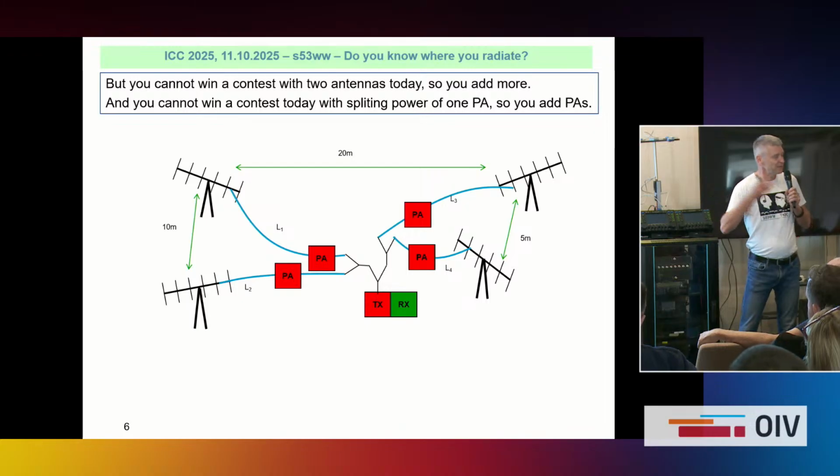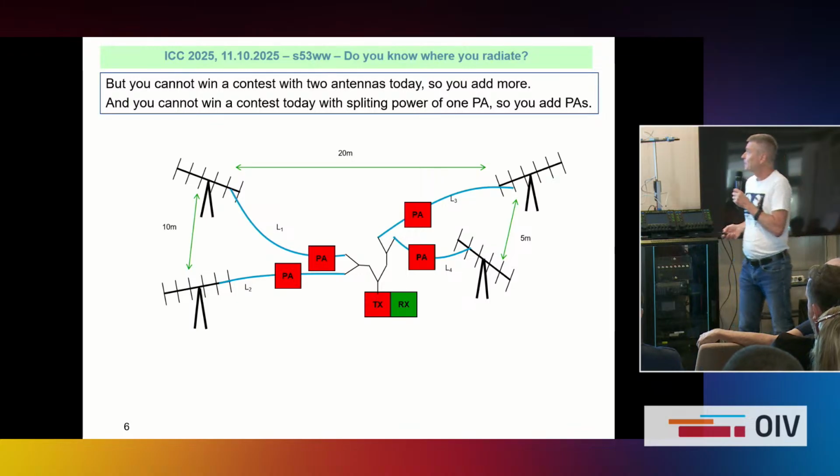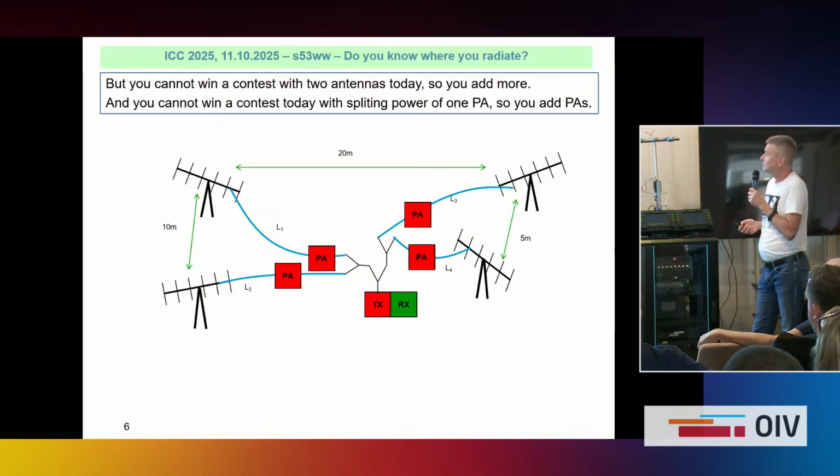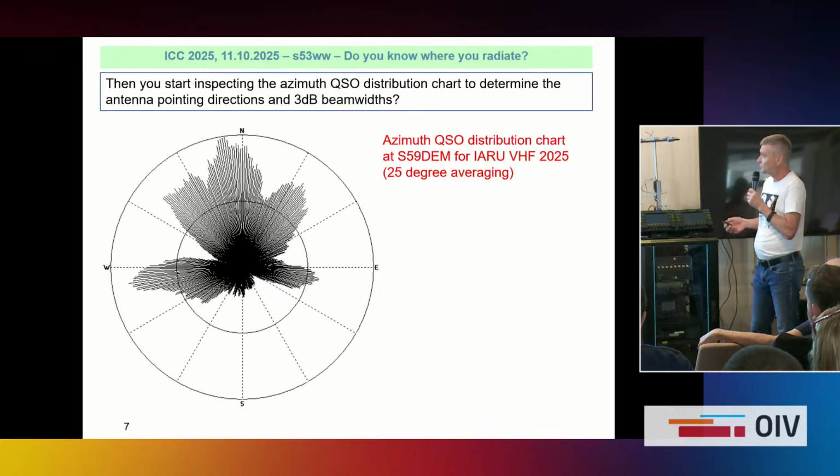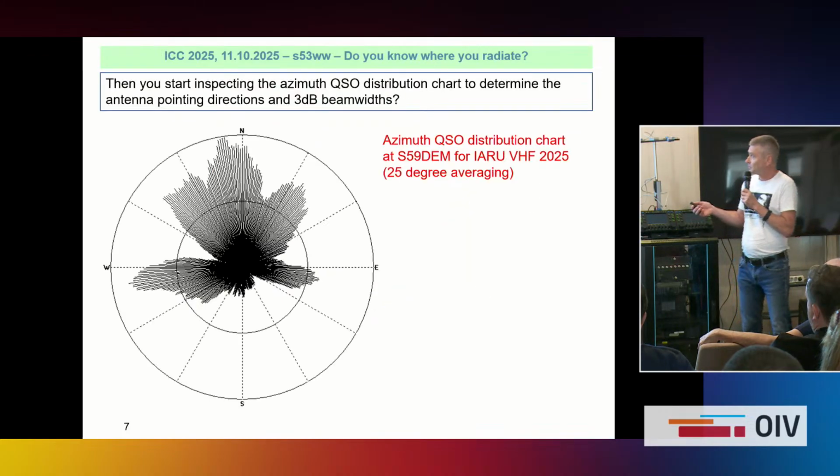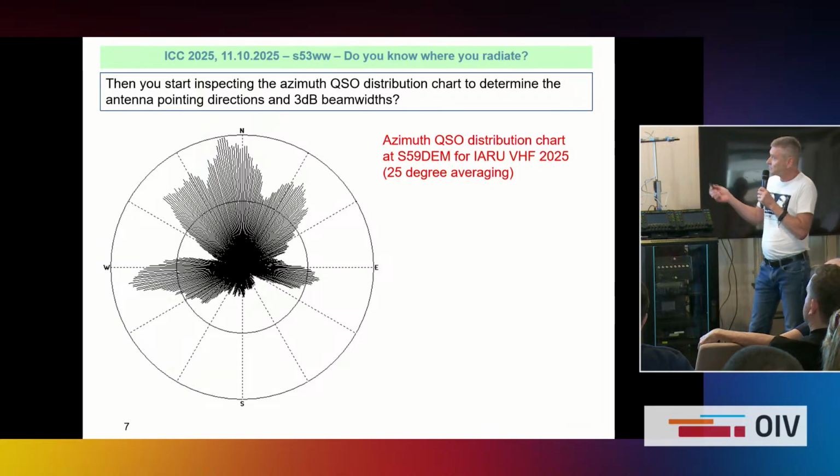You make a greater score. Your score is going up, so you say, it's fine, let's continue. But then you continue analyzing things, right? So you would start inspecting your azimuth QSO distribution chart to see where to put your antennas. Okay, this is from S59WW for the last September contest. This is how it looks.